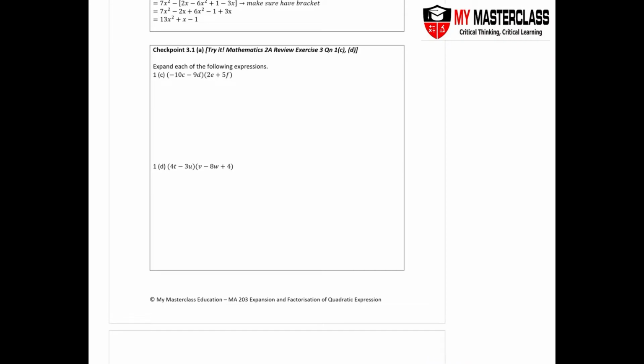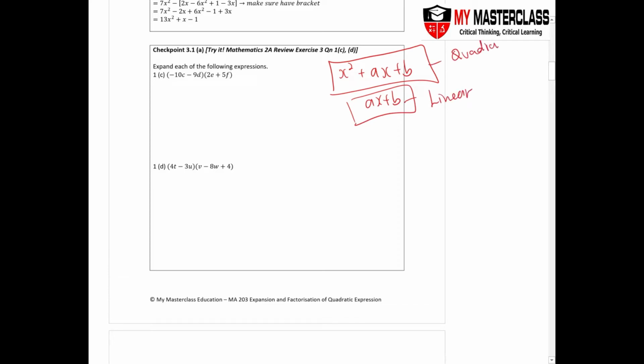Now in this chapter, we're talking about expansion and factorization of quadratic expressions. Quadratic expressions are basically expressions with squares, for example x squared. When we say it is this kind of expression, we call this a quadratic expression. If I have, for example, ax plus b, this is what I call a linear expression. So linear, and then quadratic. This is basically to clarify and help you better understand what you'll be doing next.